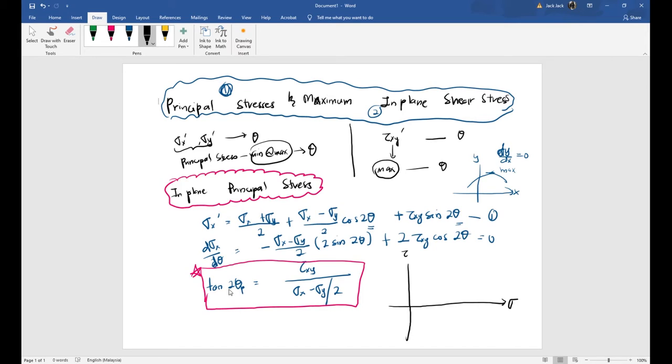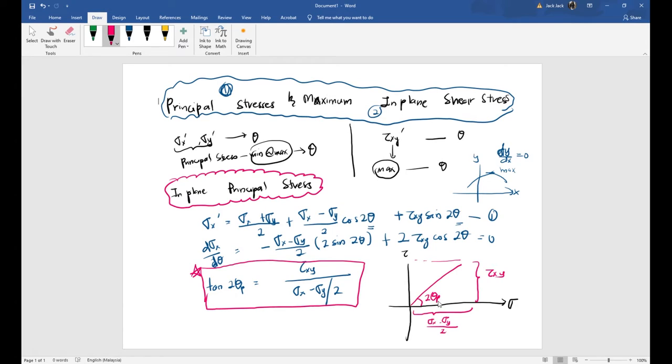By having this tangent to theta p, you can define it like this. Let's use this red color, so we draw a line here. This is your 2 theta p. By having this equation, we know that the length here is equal to sigma x minus sigma y divided by 2, and then the height here is your shear stress tau xy. So that we will get this equation.